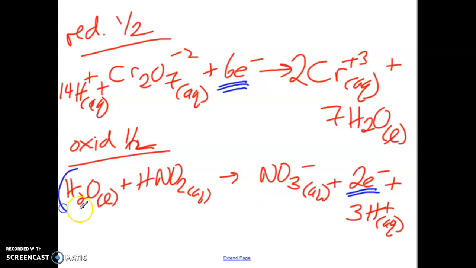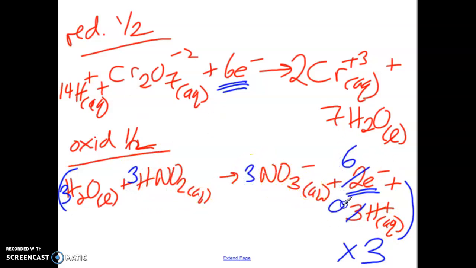So meaning, we are going to have to multiply this second reaction, or I should say the oxidation reaction, by a factor to make it equal to the 6. So in this case, we're going to multiply by a factor of 3. Now this would apply to everything here, just like it would if you were doing Hess's law. So that means we would now have 3 waters, 3 HNO2, 3 NO3, 6 electrons, and we would have 9 hydrogen ions.